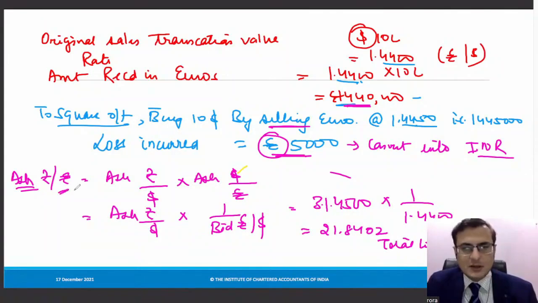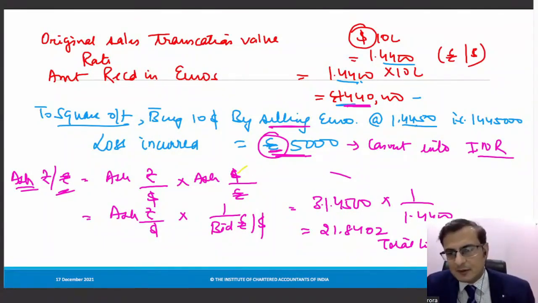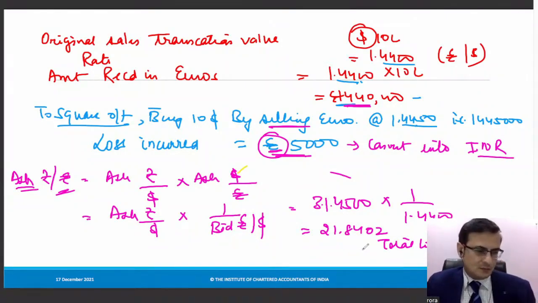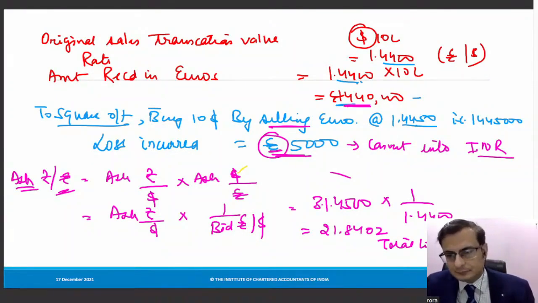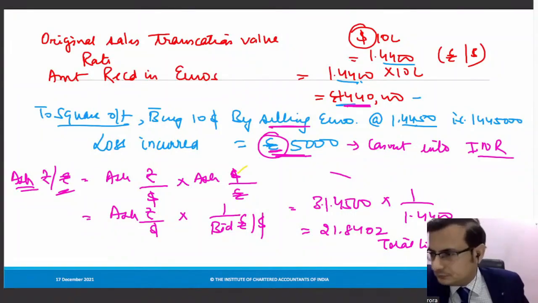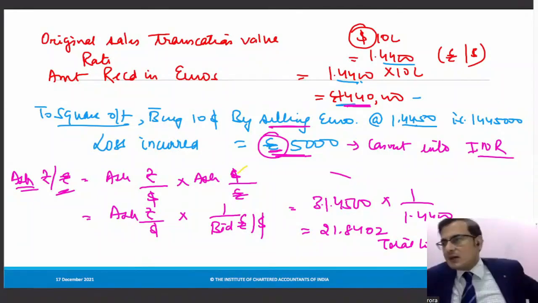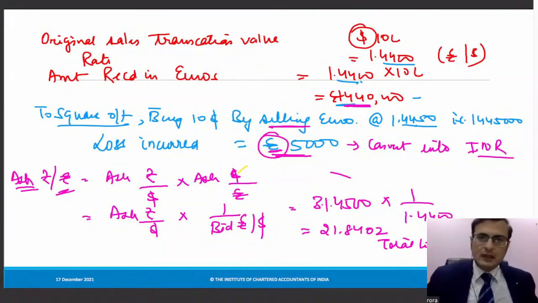And the total loss: since the rate is per euro, this is also per euro. The base currency is the same, so you have to multiply. So 21.8402 into 5,000 euros. How much did you pay? 109,201. Clear, students? That ends your question as well as the concept. Any doubts still here?